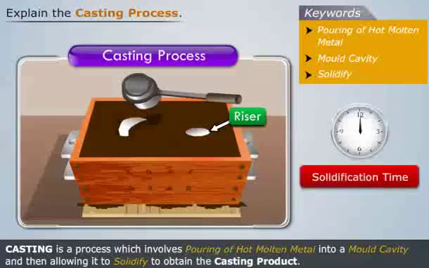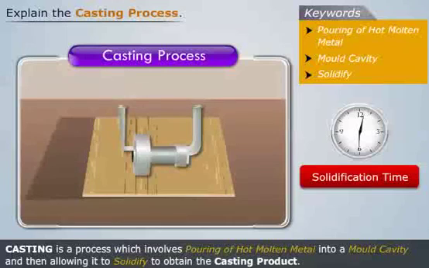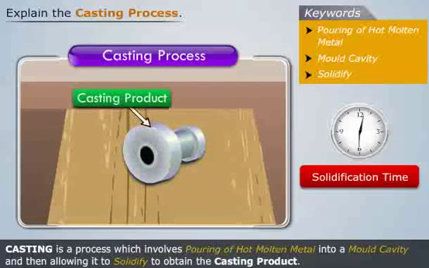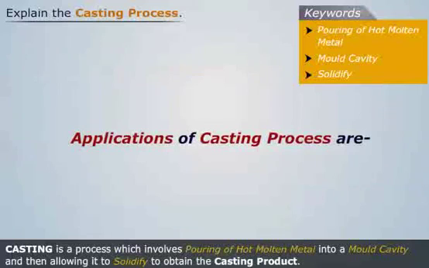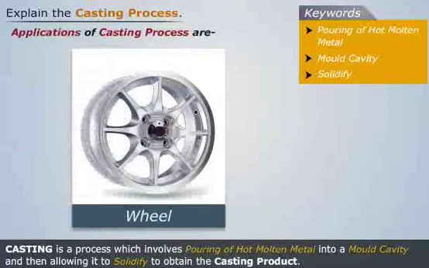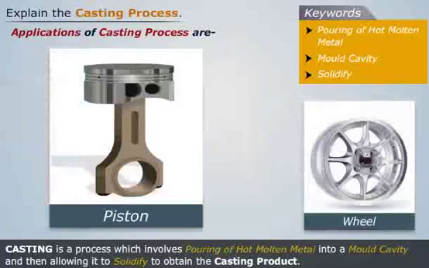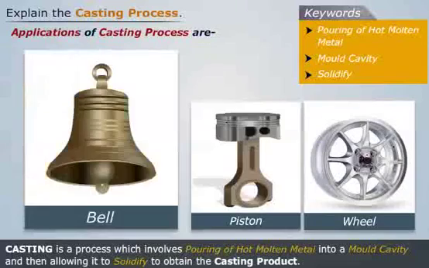Now allow the molten metal to solidify in the mold. Now take the material out of the mold. We get the product as this. This product is called casting product. Some of the common products which we obtain through the casting are wheel, piston, bells, etc.